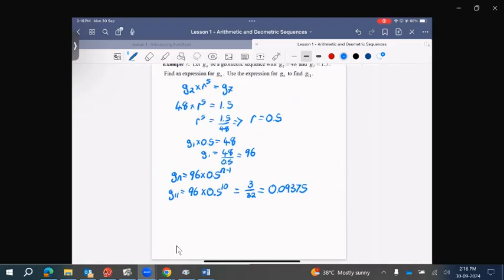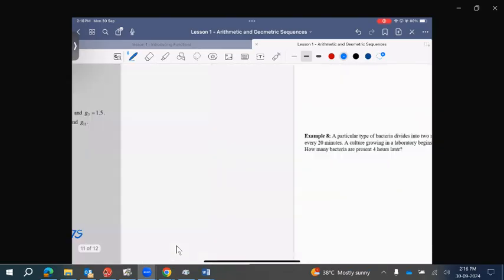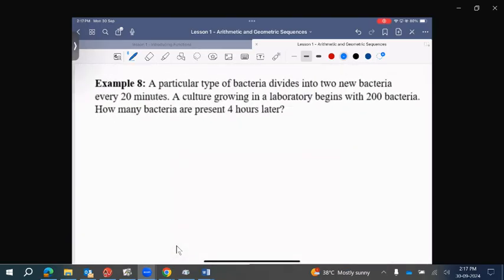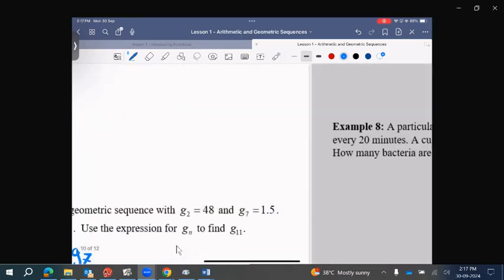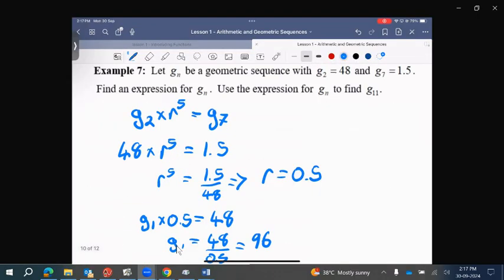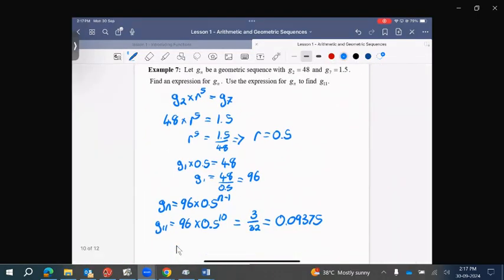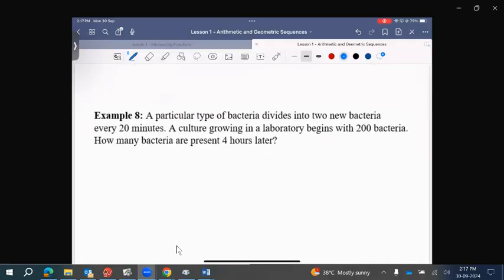All right, our last example for today, a modeling question. Have a go at this last question. 5 minutes for this one.